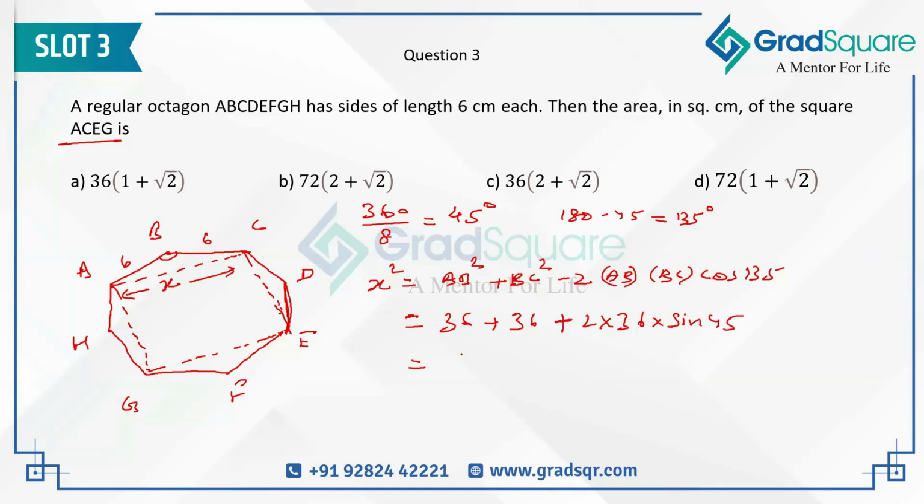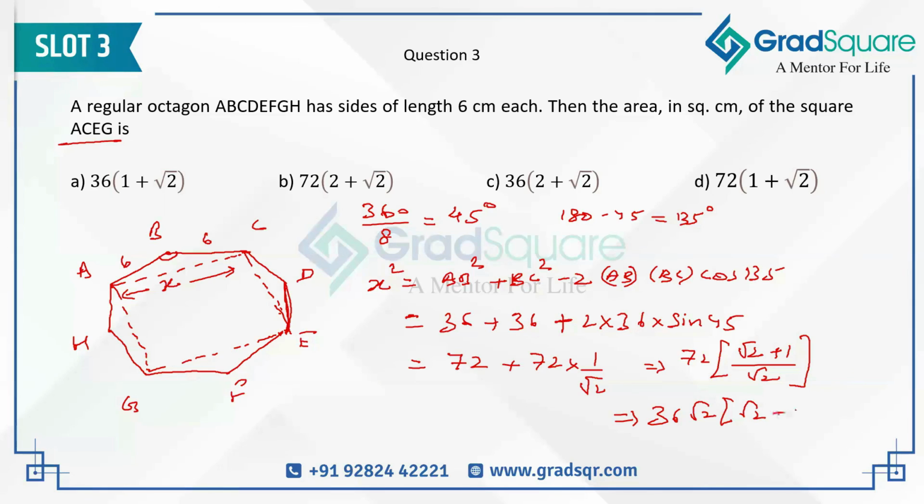So this is going to then give me 72 plus 72 times sine 45, which is 1 by root 2. If you take 72 common, it is going to be 1 plus 1 by root 2, which turns out to be root 2 plus 1 by root 2. So if I wish to cancel a root 2, it is going to be 36 times root 2 into root 2 plus 1. Take this root 2 inside the bracket and you are going to get 36 times 2 plus root 2, which is where you'll find your option C as the answer to this question.